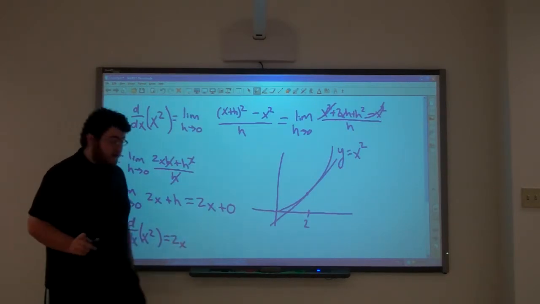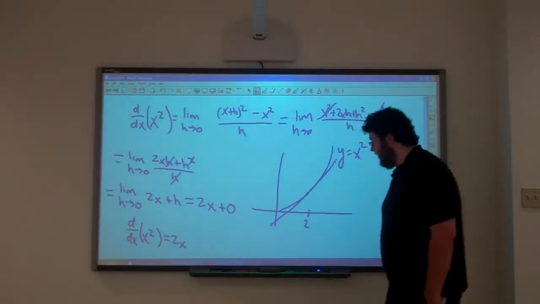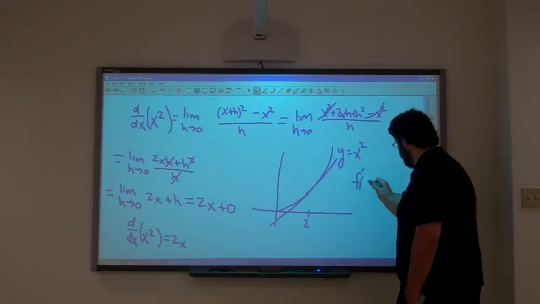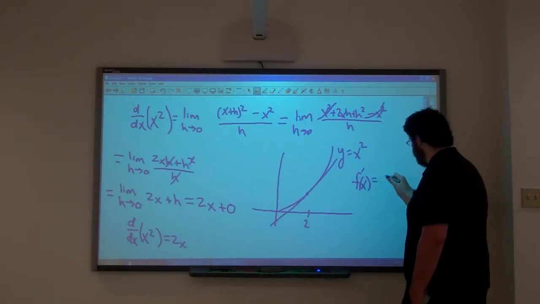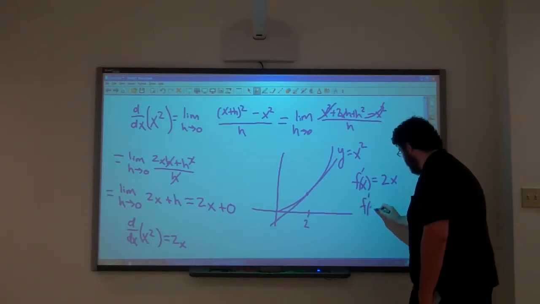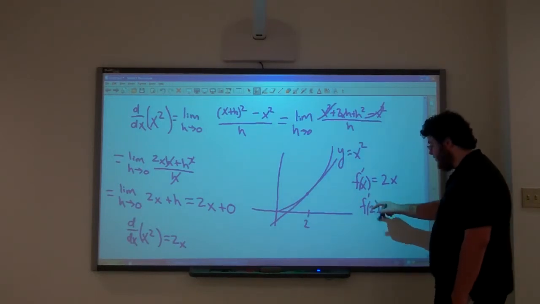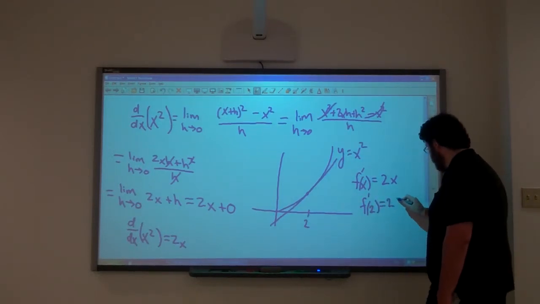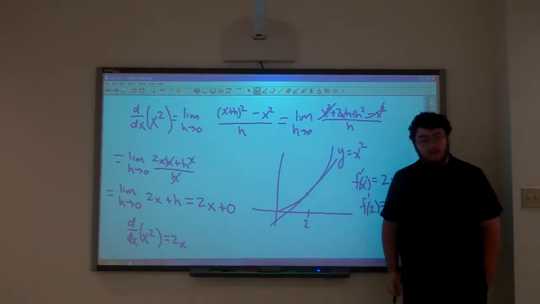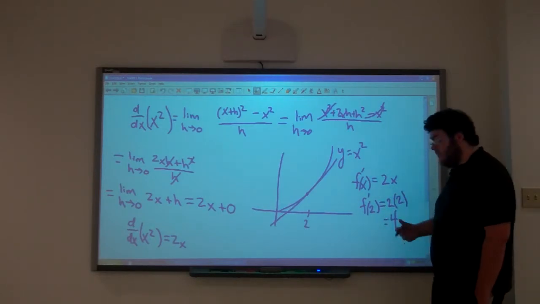Now my question earlier was, what is the slope of the tangent line at x equals 2? Well, if we know our derivative as a function of x is 2x, we simply just plug in the value that we want. So the derivative at 2 is 2 times 2, so that's 4. So the slope of the line tangent to x squared at x equals 2 is 4.